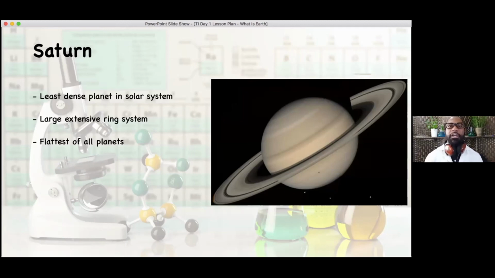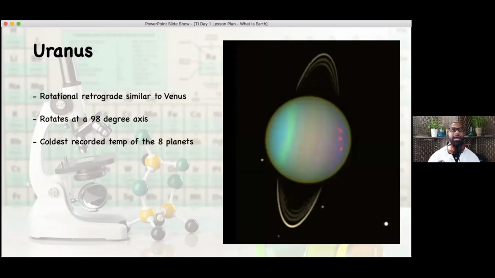It has a very large, extensive ring system. Those are all small rocky objects that were created at the formation of Saturn, which makes it very unique. So Saturn is unique in its shape, unique in its size, and unique in its amazing ring pattern. So moving on from Saturn, we have Uranus.